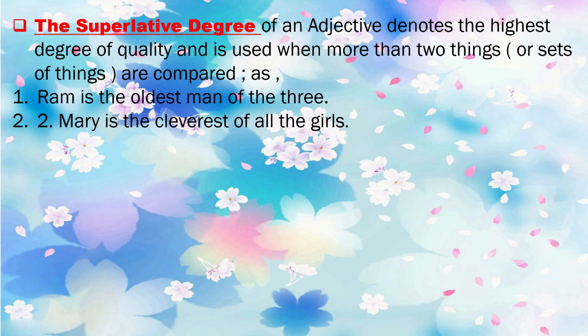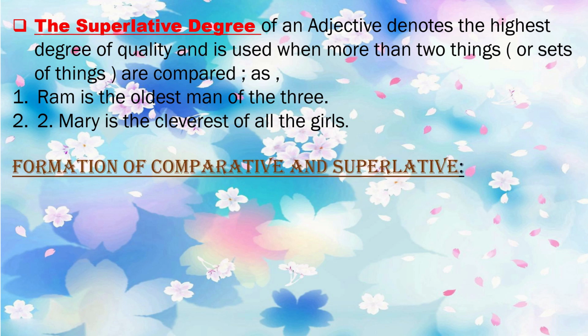The third degree is the superlative degree. The superlative degree of an adjective denotes the highest degree of quality and is used when more than 2 things or sets of things are compared. For example, Ram is the oldest man of the 3. Mary is the cleverest of all the girls.